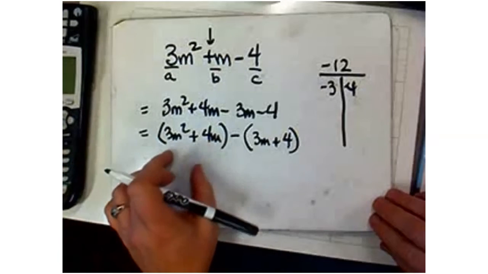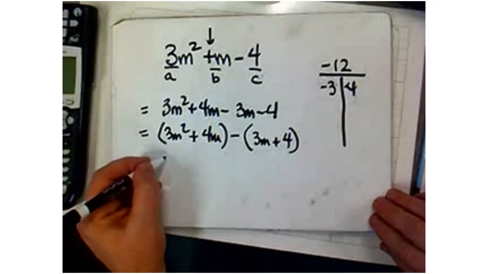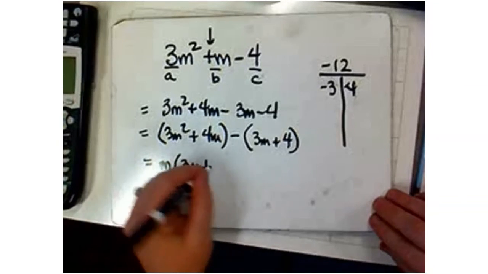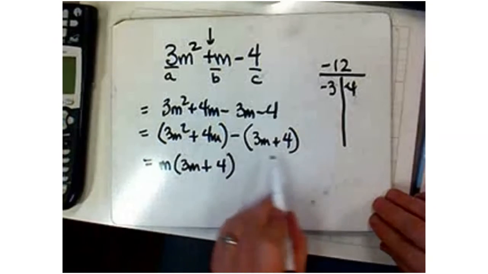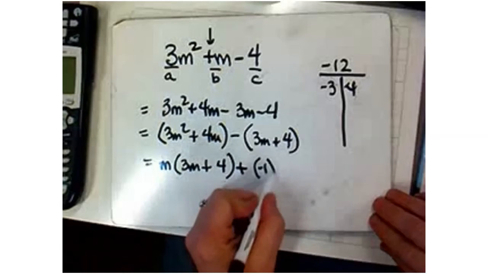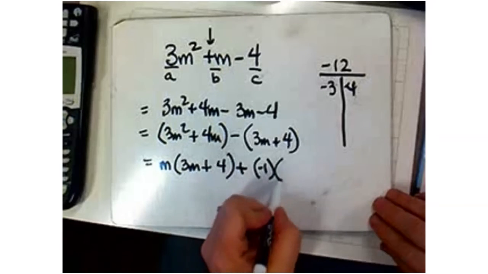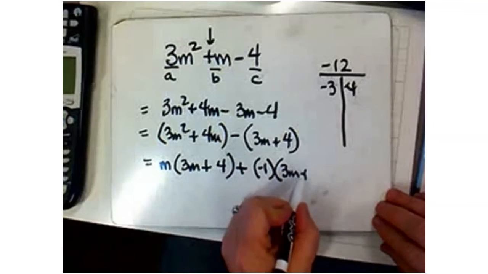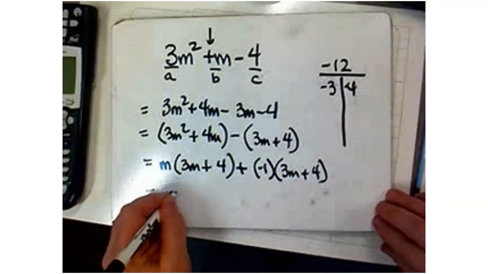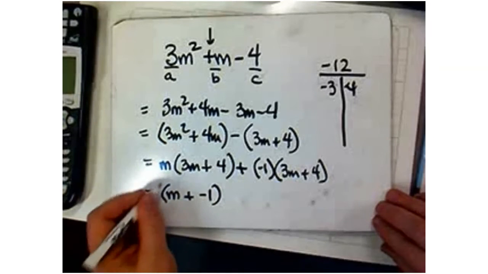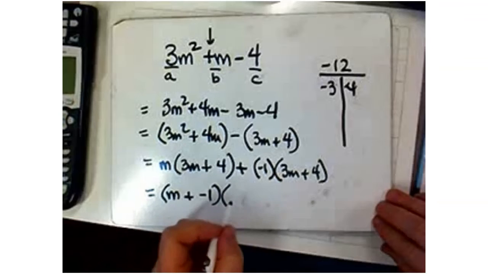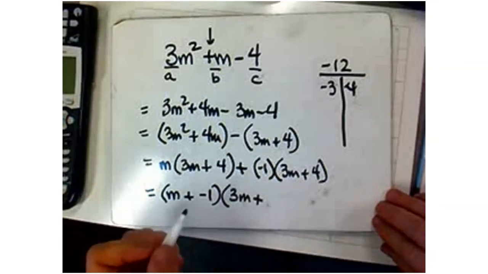So then they say, okay, in the 3m squared plus 4m, we could pull out an m. And that would be m times 3m plus 4, right? And in the other grouping, there's a 3m there. Well, it's also a plus and a negative 1 they could pull out times our 3m plus 4. And they show that. And so therefore, we would have m plus negative 1 as our coefficients in a group: open paren, m plus -1, close paren, open paren, 3m plus 4.